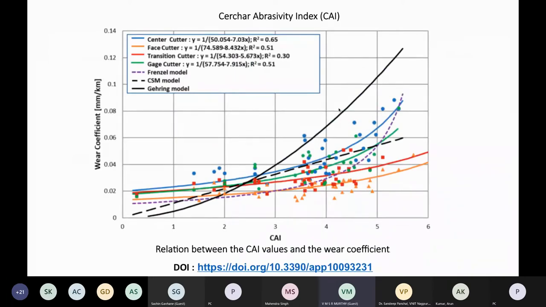And here I just wanted to project that the different cutter positions also have their own impact. You can see the center cutters, face cutters, transition cutters, and gauge cutters. Different models have different kinds of predictions. So you can have a very good relation between Cerchar abrasivity and the wear coefficient in millimeter per kilometer for different kinds of cutters.